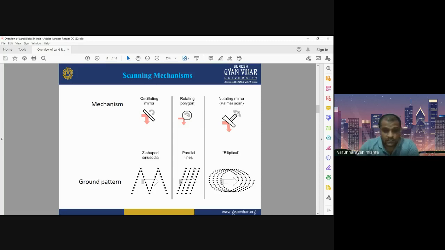In the same way, what you see in the optical sensors, that may have two types of scanning, push broom and whisk broom. Okay, in the same way here we may have three different types of oscillations, three different types of oscillating mirrors.